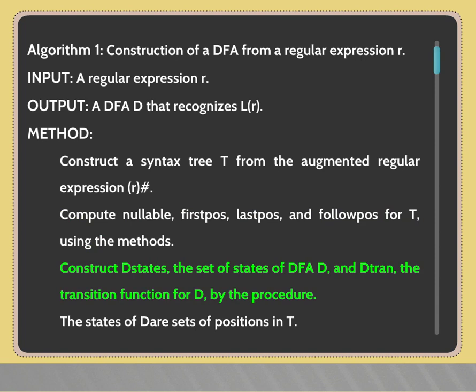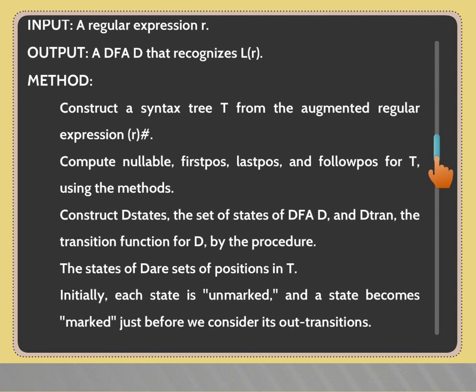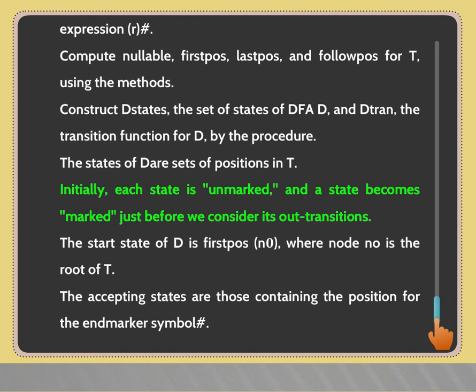Construct Dstates, the set of states of DFA D, and Dtran, a transition function for D, by the procedure. The states of D are sets of positions in T. Initially, each state is unmarked, and a state becomes marked just before we consider its out transitions. The start state of D is firstpos(n0), where node n0 is the root of T. The accepting states are those containing the position for the end marker symbol #.